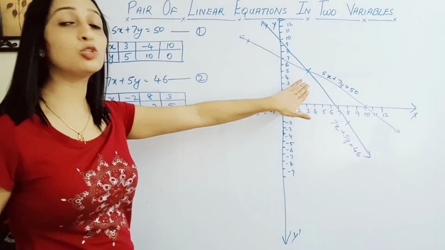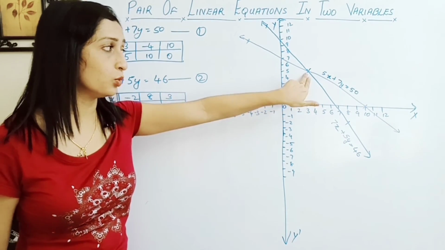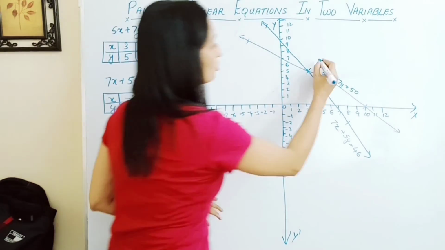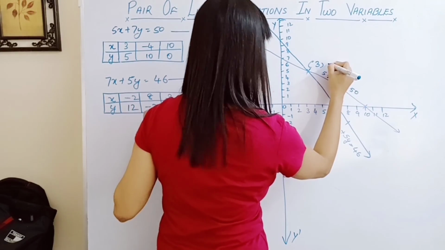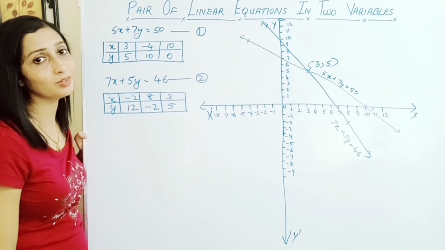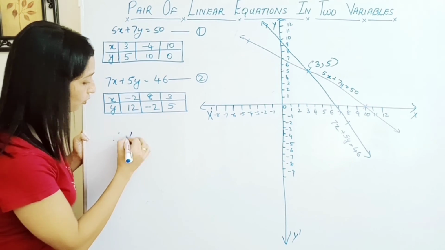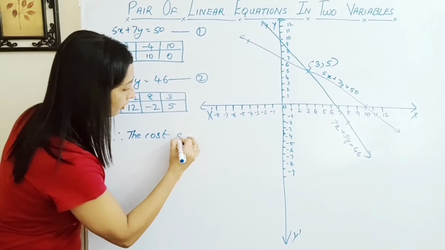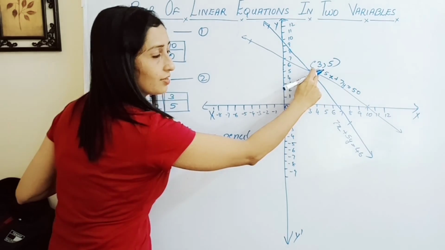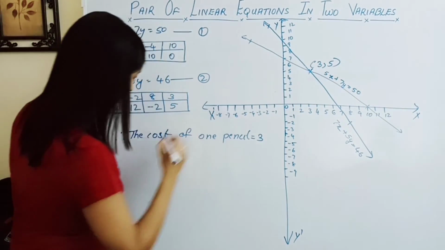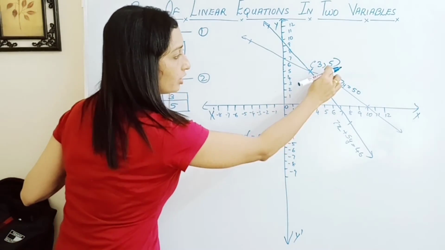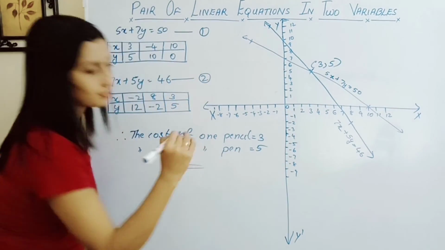So now these two lines intersect at a point. Now which is the point it intersects? It intersects at 3, 5. So let's write the point here as 3, 5. So what is our answer? The cost of one pencil, we took it as x. So what is the value of x here? It is 3. And the cost of one pen is y, which is 5. So this is our answer.